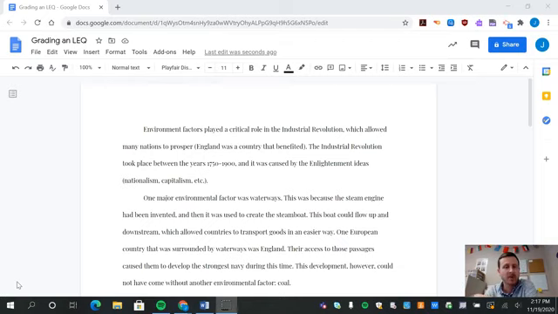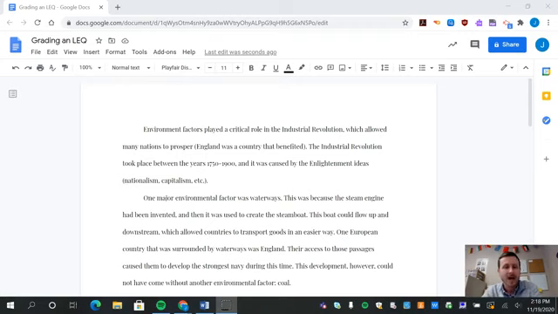All right, so today we're going to be looking at a student of mine's example, and I'm going to break it down and show you the process of how I look at an LEQ, how I grade it, and things that I'm looking for to satisfy the rubric. Because after all, as you're writing an LEQ, you're writing for the rubric. You're not trying to write a perfect essay, but rather you're just trying to get the points necessary as described by College Board. All right, so let's get started.